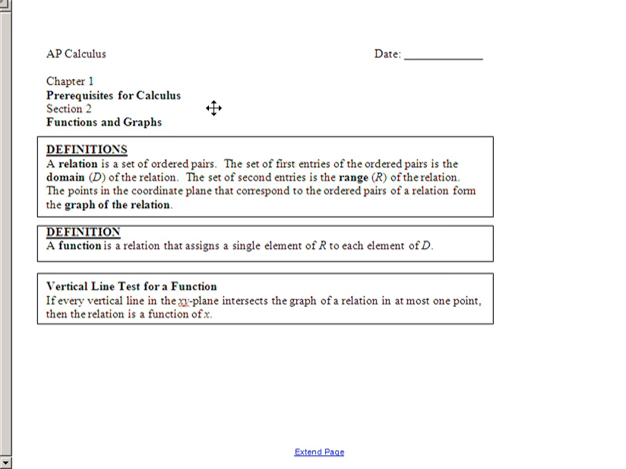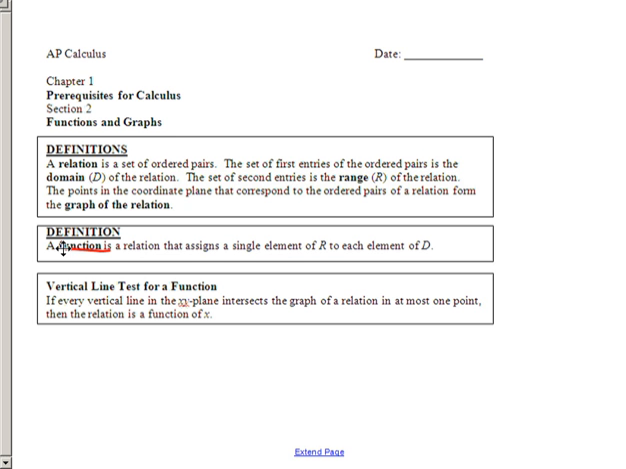A relation does not necessarily have to be a function. A function is a special type of relation, and that's what we find out in our second definition. A function is a relation that assigns a single element of R to each element of D. In other words, if you plug in a value for x, you can get one and only one value out for y. You cannot get two different values of y for one value of x, or you cannot get two different range values for one domain value.